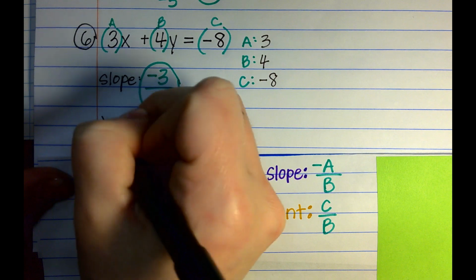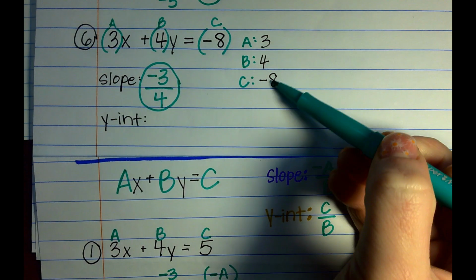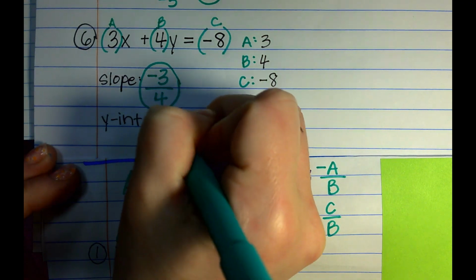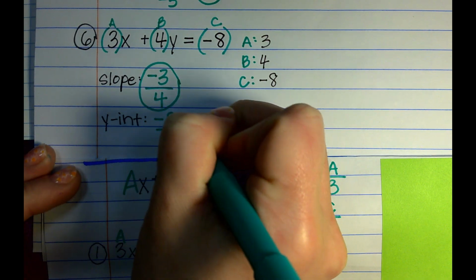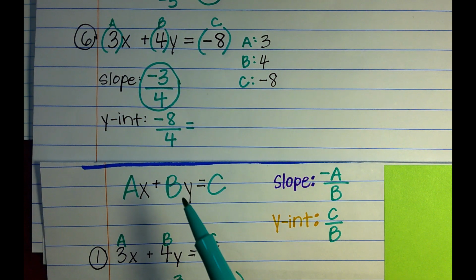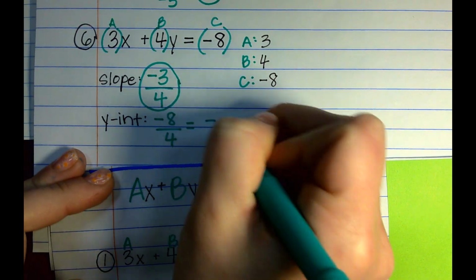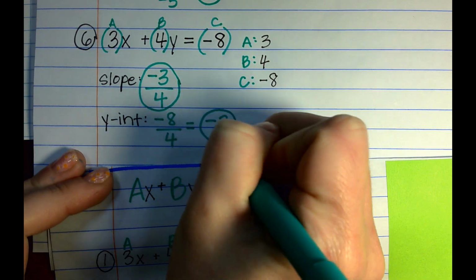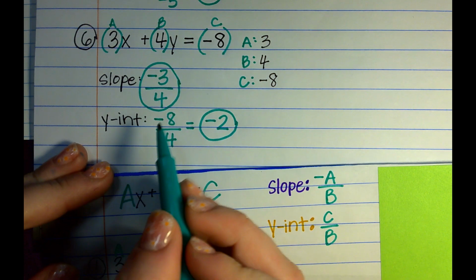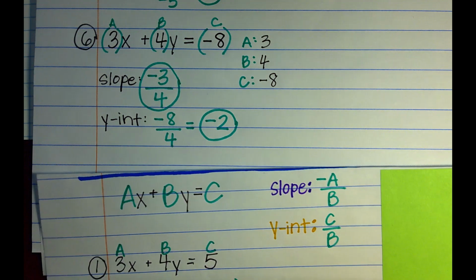How about our y-intercept? C is -8 over B, which is 4. So we have -8 over 4. And what does that simplify to? -8 divided by 4 is -2. Good. And we know it's negative because I'm doing a negative divided by a positive. The signs are different, so we get a negative answer.